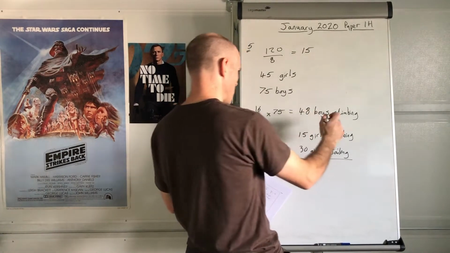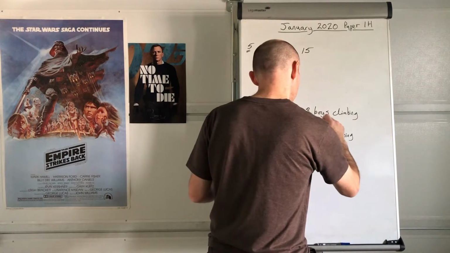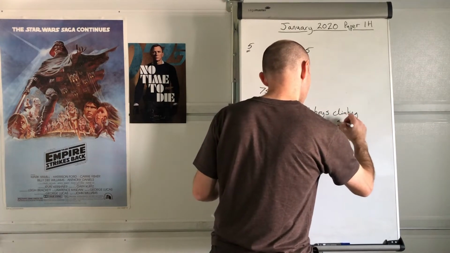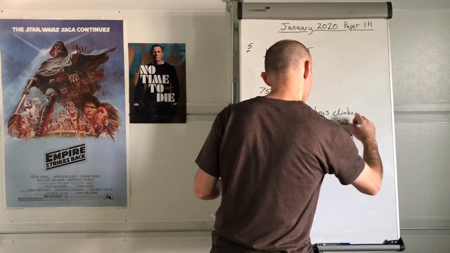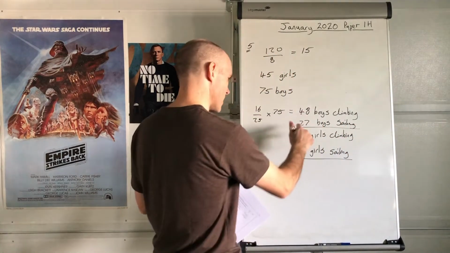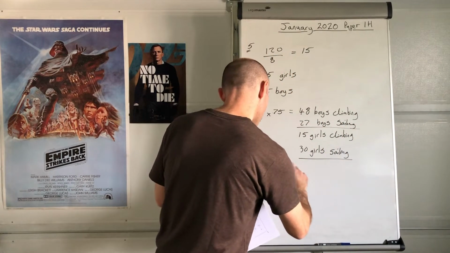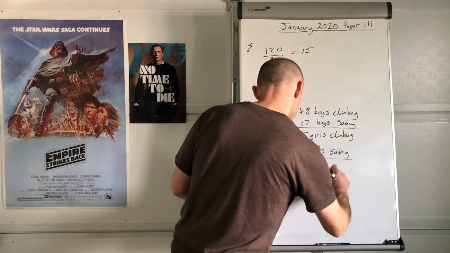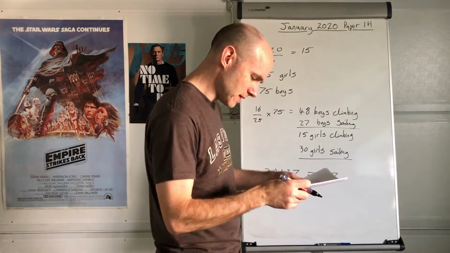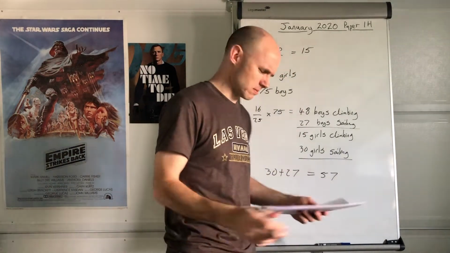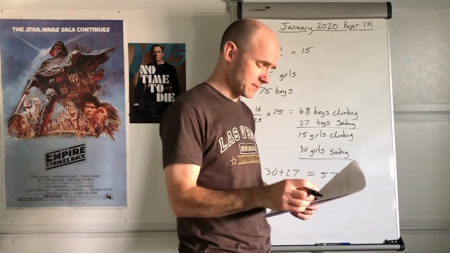So 27 boys go sailing, and so just add those together, yeah? So 30 plus 27 equals 57. That's it. 6 marks. Okay, there you go, 6 marks.